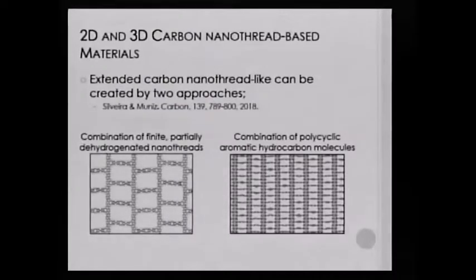In an earlier work, we presented the idea of extending these 1D materials into 2D and 3D materials, and we used two approaches to accomplish this. One of them was to combine finite nanothreads together, creating meshes such as this one. The other was to combine polycyclic aromatic hydrocarbon molecules in order to create bundles of nanothreads bound together by the aromatic molecules.